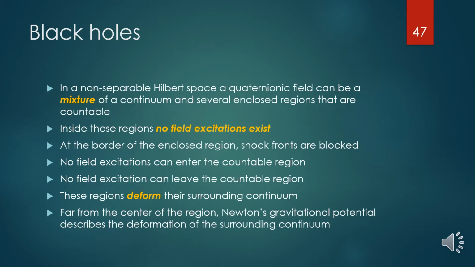In a non-separable Hilbert space, a quaternionic field can be a mixture of a continuum and several enclosed regions that are countable. Inside those regions no field excitations exist. At the border of the enclosed region, shock fronts are blocked. No field excitations can enter the countable region. No field excitation can leave the countable region. These regions deform their surrounding continuum. Far from the center of the region, Newton's gravitational potential describes the deformation of the surrounding continuum.